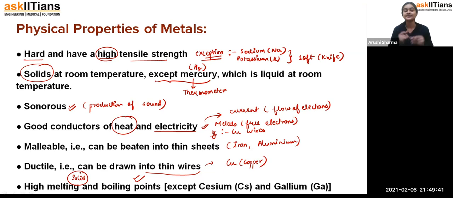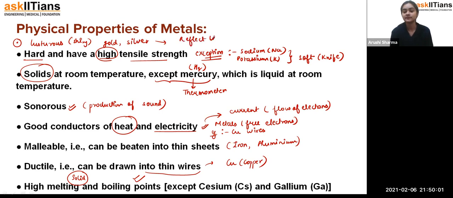Fine. So these are all the physical properties of metals, but we have left one property, that is lustrous. The metals are lustrous in nature. That means they give shininess, for example, gold and silver. That means, students, they have the capability to reflect light. Fine, students. So these are all the physical properties of metals.